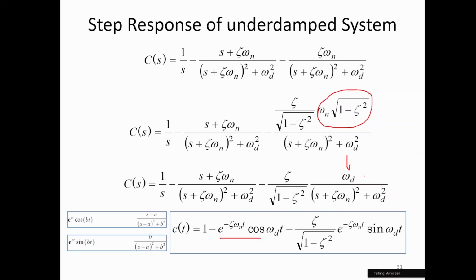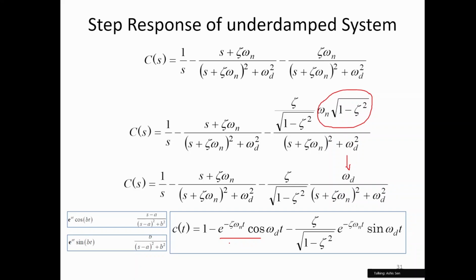And if you take the Laplace inverse of this term, this is a constant, so it will come out. And the Laplace inverse of this term is similar to what you see here: b divided by (s minus a) square plus b square, whose inverse is e to the power at sine of bt. Here b is omega d and a is minus zeta omega n. So this zeta divided by square root of 1 minus zeta squared comes here, then e to the power minus zeta omega n t, then sine of omega d t. So this is the solution for the response of a second order system subjected to a unit step input.